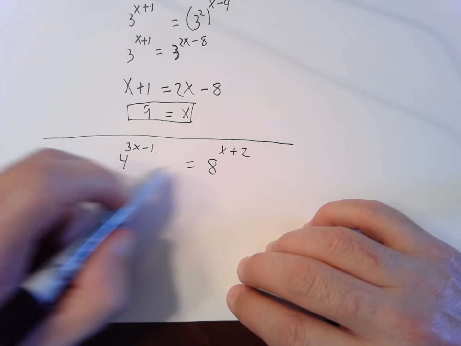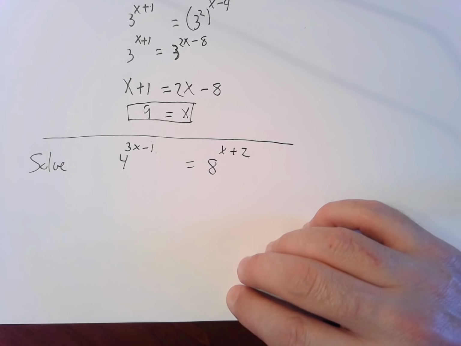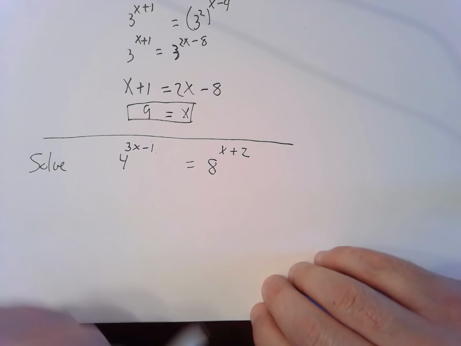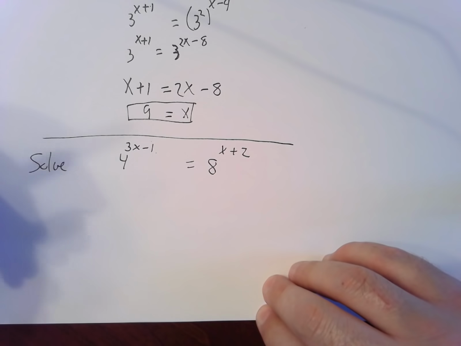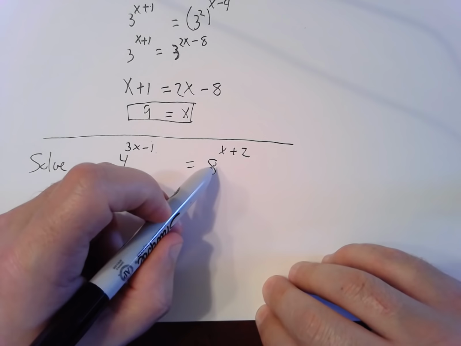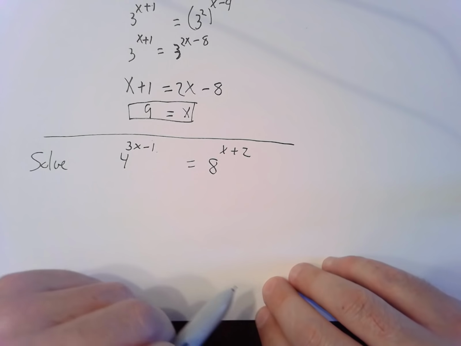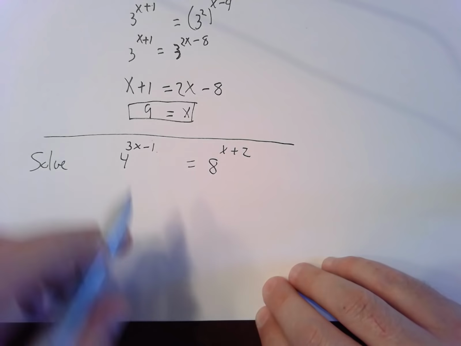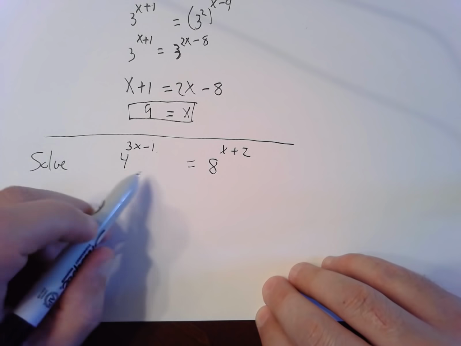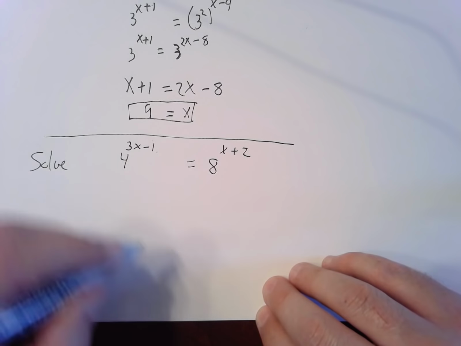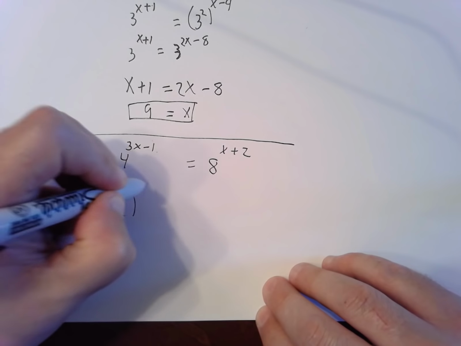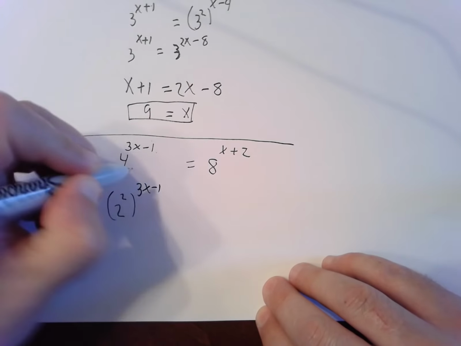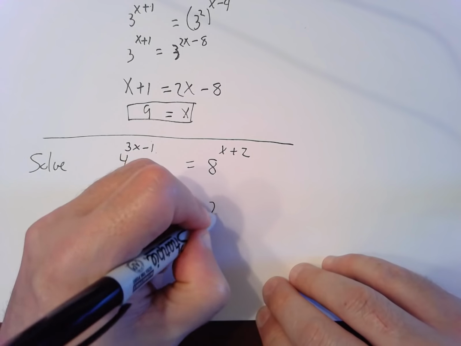Can I write both of these, 4 and 8, using a common base? Yeah, I can. I could use 8. I could use 4. 8 is 4 to the 3/2 power, but I don't want to deal with fractions. I want to use a common base that's simple. Well, 4 and 8 are both powers of 2. So 4 is 2 squared. 8 is 2 cubed.